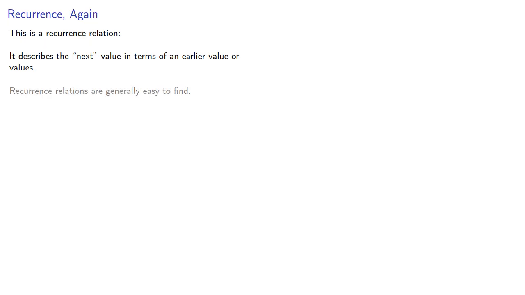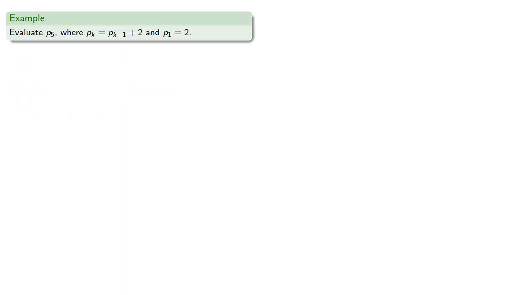This is an example of a recurrence relation. It describes the next value in terms of an earlier value or values. Recurrence relations are generally easy to find, but they're hard to use. For example, let's try to find P5 where P_k is P_{k-1} plus 2, and P1 is 2.